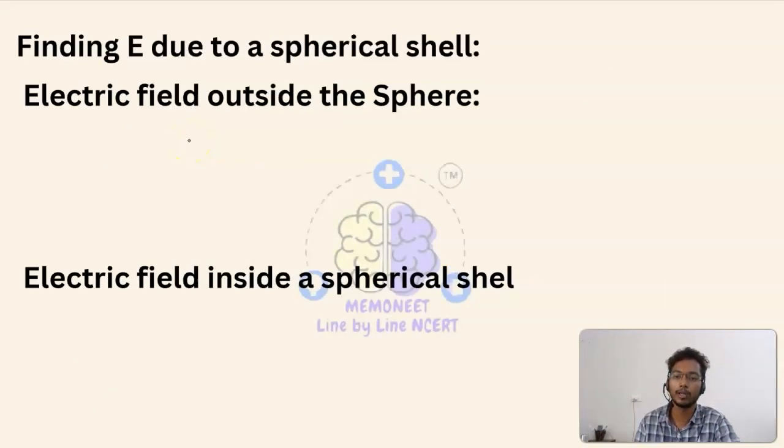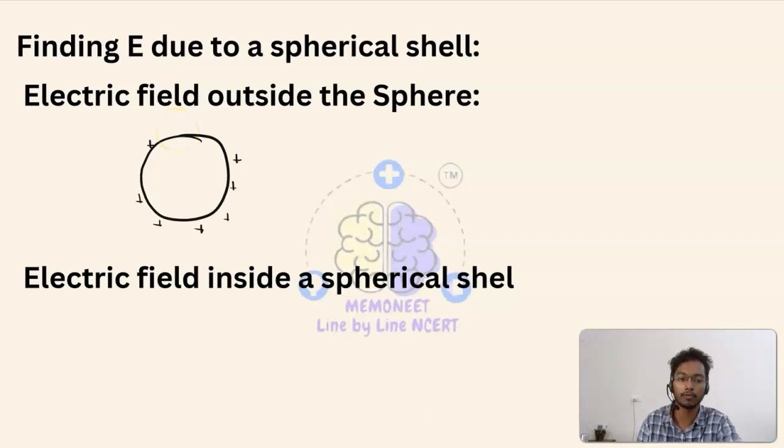Field due to the spherical shell, by applying the Gauss formula we have learned before. So the electric field outside: let's say this is our sphere here. This is the spherical shell, and the positive charge will reside at the surface of the sphere.